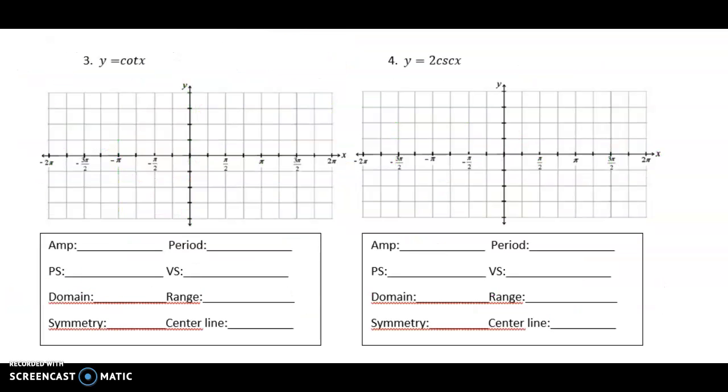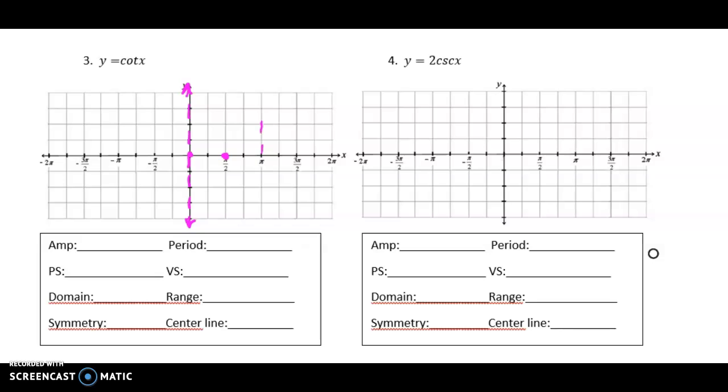And last we have the parent function y equals cotangent x. So I'm not going to graph tangent, but we are going to talk about it a little bit. Recall that tangent normally has a dot at the origin, kind of like sine. But in this case, cotangent is the reciprocal of tangent, so cotangent will have a vertical asymptote instead of a dot. So long story short, where tangent has a dot, cotangent has a vertical asymptote. And where tangent had a vertical asymptote, cotangent would have a dot.